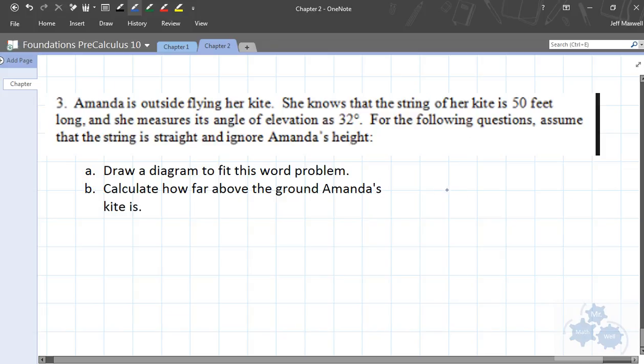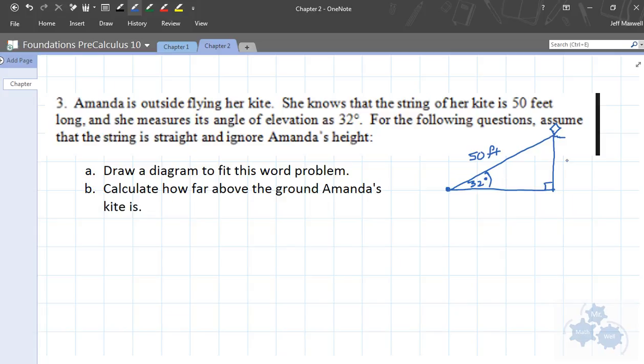All right, let's just say, and this is what I'm thinking, if it's oriented different, that's fine. Here's Amanda holding the kite. The string to the kite is 50 feet long. Here's a little kite. 50 feet. The angle of inclination is 32 degrees. So this should be your angle of inclination. If we were to draw a diagram that represented this, let's make sure that we've closed this off as a right triangle. And that's the sort of diagram that you should draw to go along with this word problem.